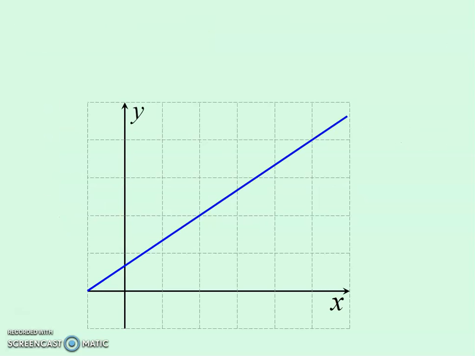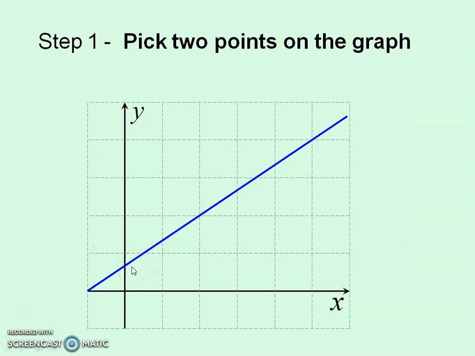Given a graph, what you need to do is find 2 points that are on integer coordinates. That means whole numbers. And here you have a few options. I've shown you 2 of them. There's one here and there's one here. You could have picked this point as well. That's also on integer coordinates. And once you have them, you label them.